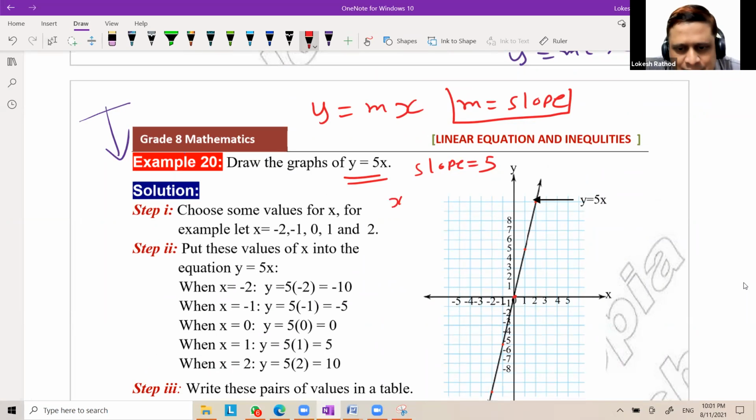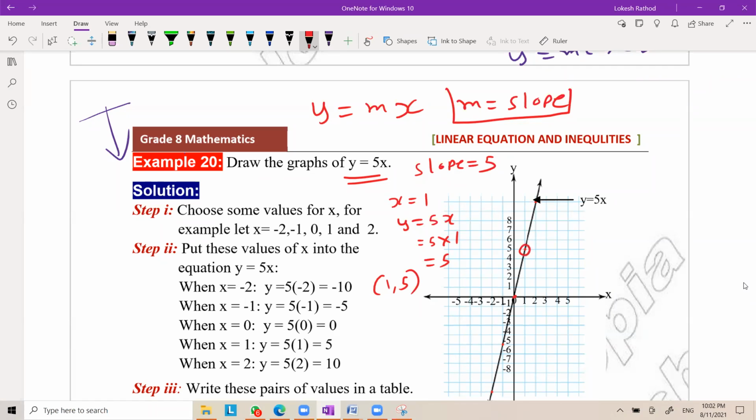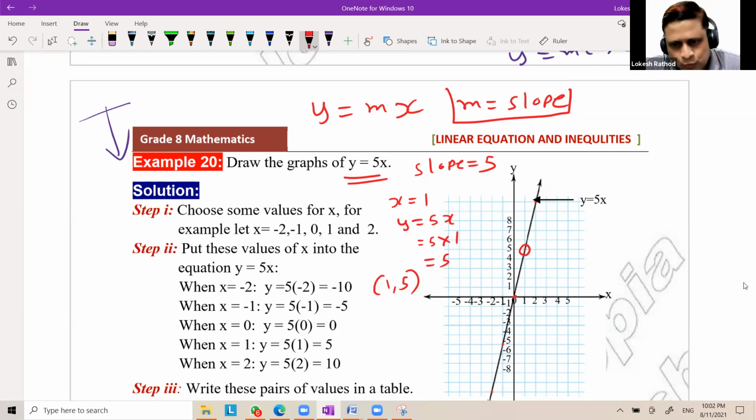If I take x equal to 1, what is the value of y? y is equal to 5x, that is 5 times 1, that is 5. Okay. So (1, 5) will be a point on this line. So x coordinate 1, y coordinate 5. So this is the point. We join these 2 points and we will get the line y equal to 5x. Okay. To be extra sure, you can find other coordinates also, right?